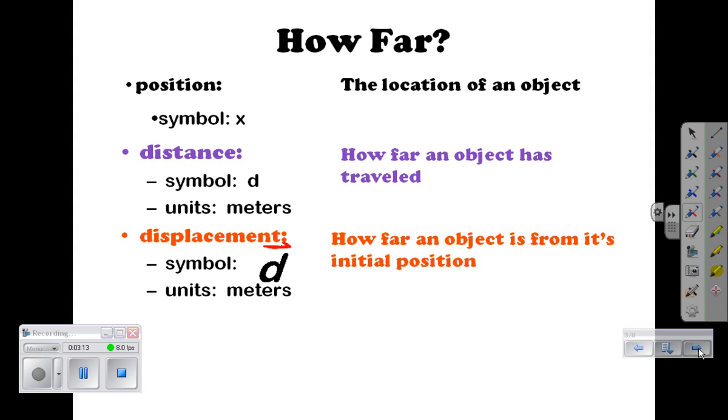The purpose for that arrow is twofold. First, it tells us, oh wait, that's not regular d for distance, that's the other one, displacement. And also, the arrow reminds us that direction matters. That for displacement, direction matters as well.